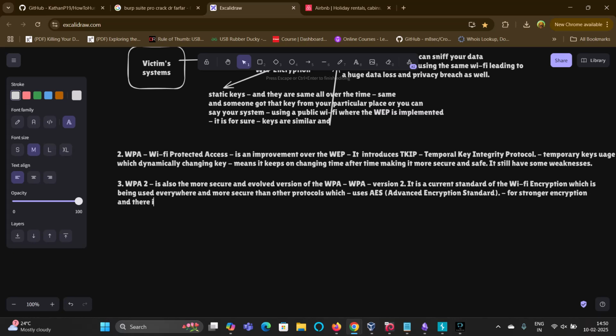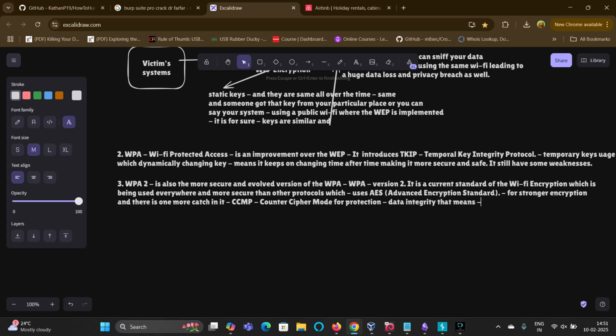And there is one more catch in it, that it uses CCMP. CCMP is basically, you can say, counter cipher mode for protection. I don't remember the particular full form of CCMP, but you can say that CCMP is also a counter cipher mode for protection. And what this CCMP does is basically it gives us the data integrity.